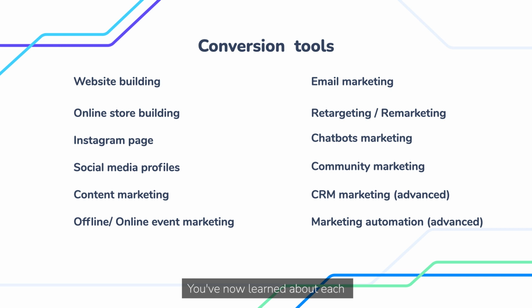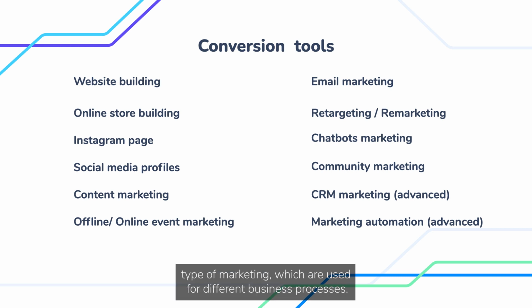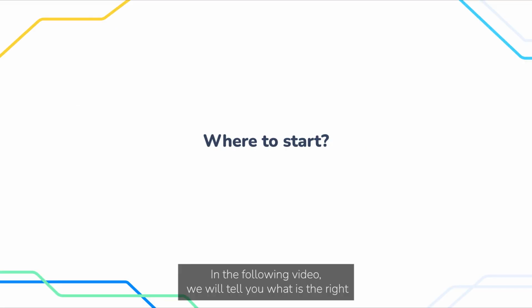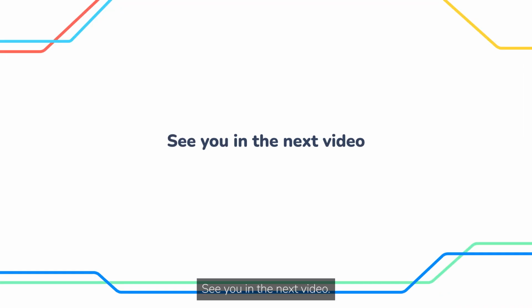Now you've learned about each type of marketing, which are used for different business processes. You probably still have questions. Where to start? In the following video, we will tell you what is the right logical sequence to follow in order to get results. See you in the next video.